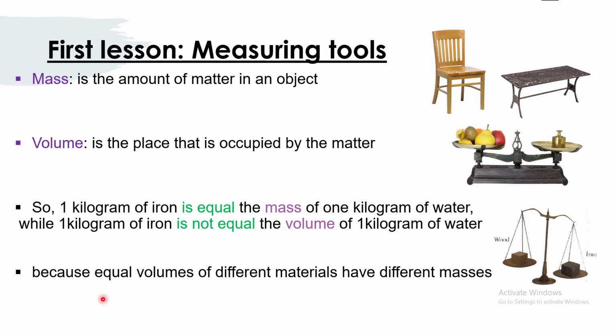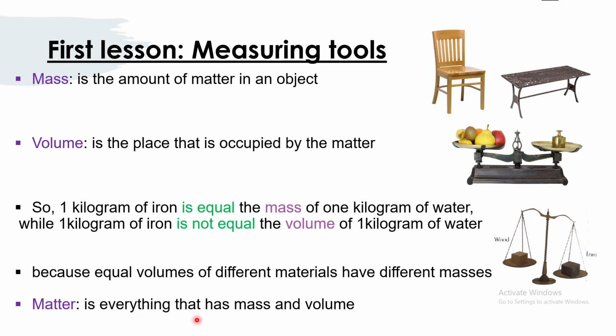And moving to the third definition, which is the matter, we say that the matter is everything that has mass and volume. For example, this chair is a matter. Why? Because it has mass, which is the amount of wood in this chair, and volume, that is the space that is occupied by this chair. So it has mass and volume, and we conclude that it is a matter. And all of the objects around us, of course, are matter because they have mass and volume. So when we get a question, give reason why the car is a matter, we say that the car is a matter because it has mass and volume.